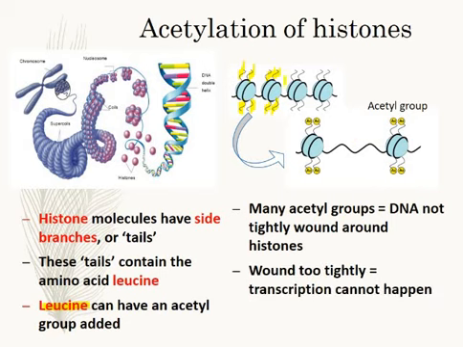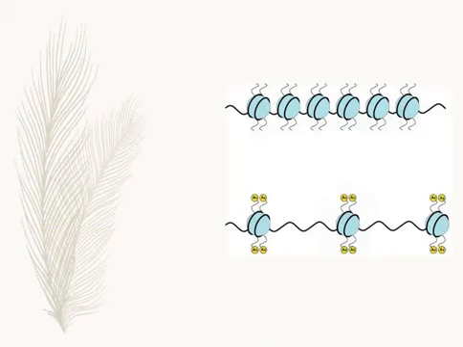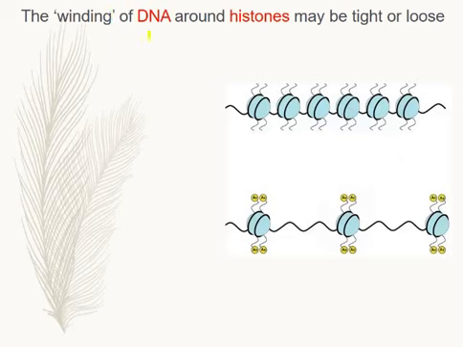If it's wound too tightly, like what we see here, then transcription cannot happen because RNA polymerase cannot get in there. So your protein is never made and the gene is said to be switched off. Just to see it again in diagram form, the winding of DNA around histones can be tight or it can be loose.